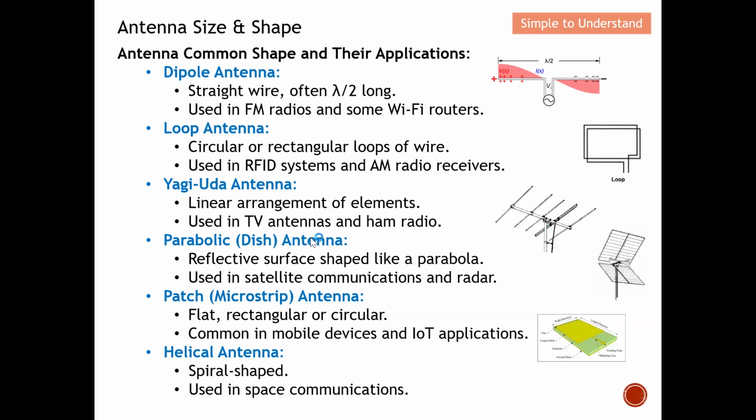Parabolic antenna: they actually have a reflective surface that looks like a parabola. They are mainly used in satellite communication and also radar. Patch antenna: it can be flat, rectangular, or circular, which means the patch design can be in a rectangular shape, as you can see from here, or maybe even a circular shape. Nowadays it is commonly used in mobile devices, for example smartphones, and a lot of IoT applications. Helical antenna: they actually have a so-called spiral shape, and this form is mainly used in space communication, long distance.